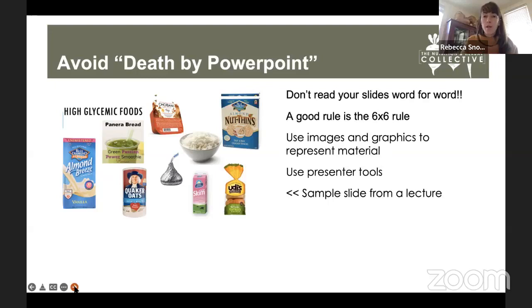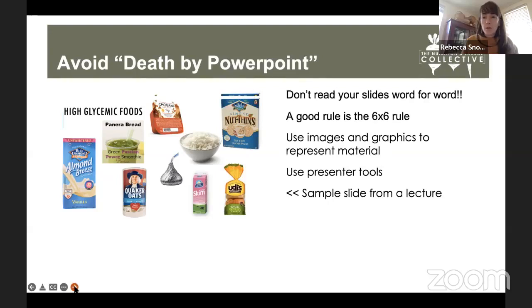Using images and graphics is a wonderful way to represent material. And remember, a picture is 1,000 words. So here I have an example of a talk that I did. And to illustrate what high glycemic foods are, I put a bunch of pictures on a slide, and that is a good jumping off place to discuss examples of high glycemic meals or how to identify a high glycemic meal.